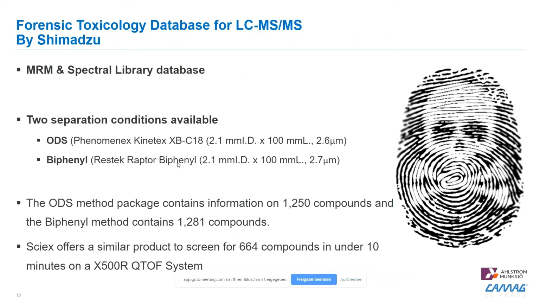Nowadays, in order to do forensic screening based on a triple quadrupole system, you can use pre-arranged spectral library databases, for example, the one from Shimadzu, where you have various MRM transitions and spectral library background information for a lot of compounds.